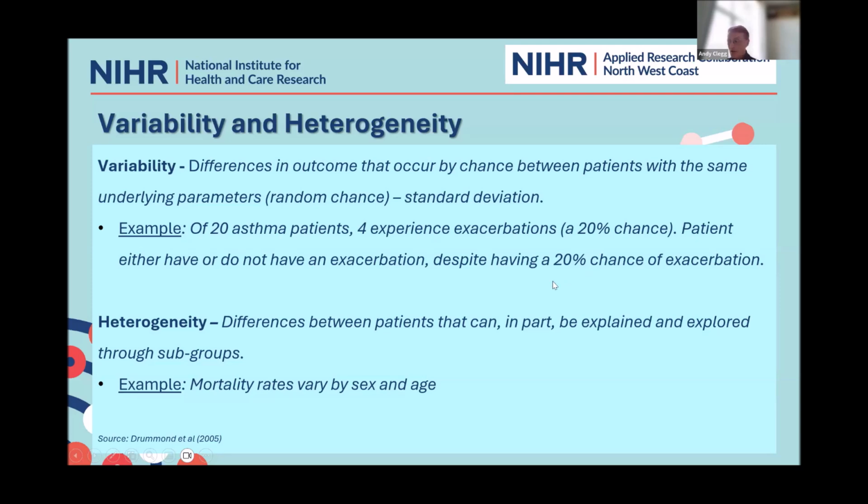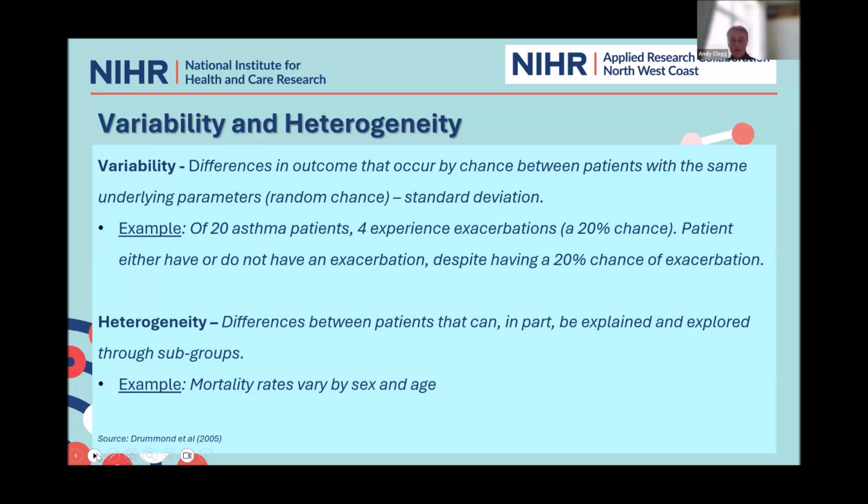That's a 20% chance that the patient will have that exacerbation, but in reality, it's something that either does or doesn't occur. So they don't necessarily relate to each other. So that's the variability. And heterogeneity, as Valerio has already said, is something that can be explained, or we can find out more about. The example was mortality rates varying by sex and age of the patient within that particular group. So those are just some simple examples of those two.